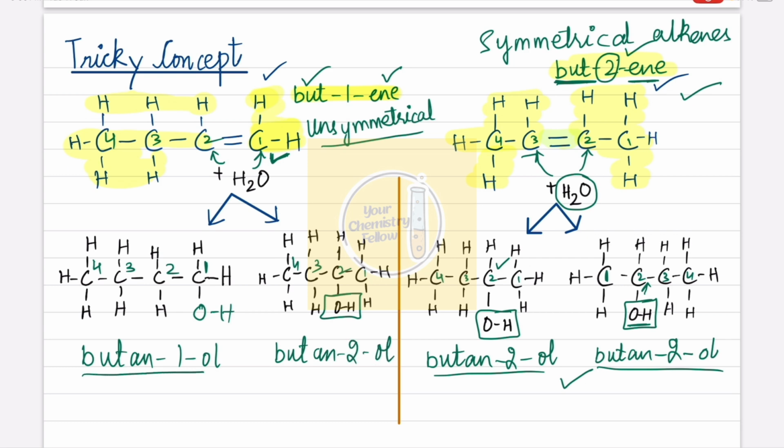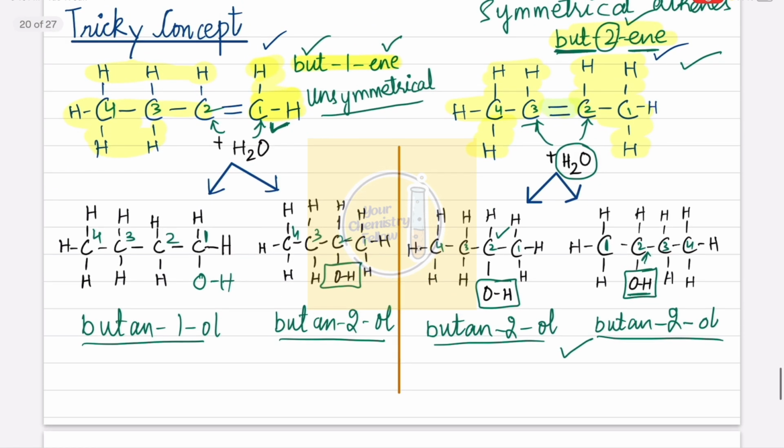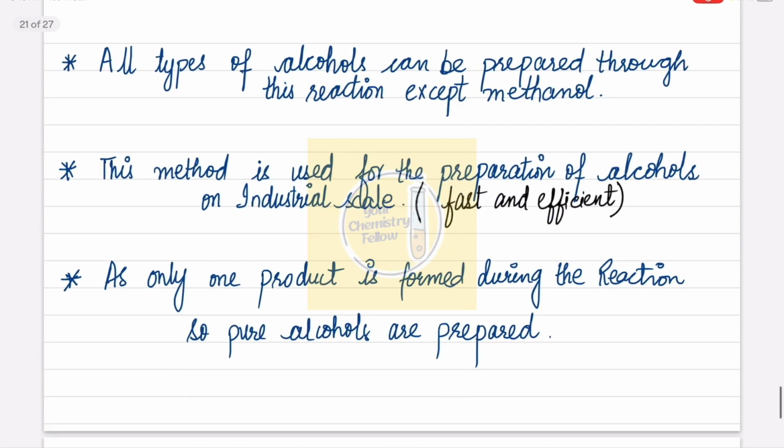So butan-1-ol and butan-2-ol are both alcohols and both consist of the same number of carbon atoms, but they are different molecules due to the position of the functional group present in them. So as a result of the reaction of unsymmetrical alkenes with steam, when they undergo hydration reaction, 2 types of alcohols are obtained, or you can say a mixture of products is formed. Whereas in the case of symmetrical alkenes, only one type of product is obtained. I hope you have got this concept.